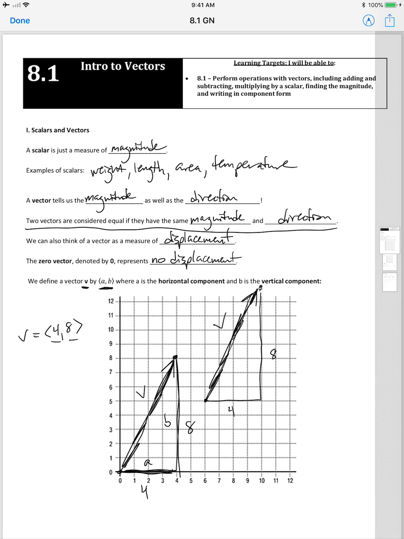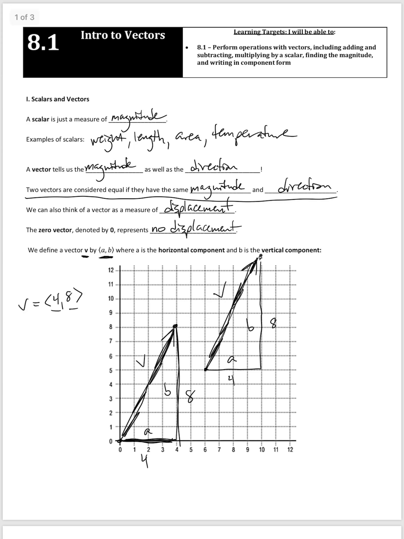And now that's my vector. I have the exact same A and B, but I started somewhere different and I ended somewhere different. It doesn't matter. It's still the same vector. So I could draw this anywhere on this coordinate plane, actually, as long as my horizontal and vertical components, the displacements, are 4 and 8.